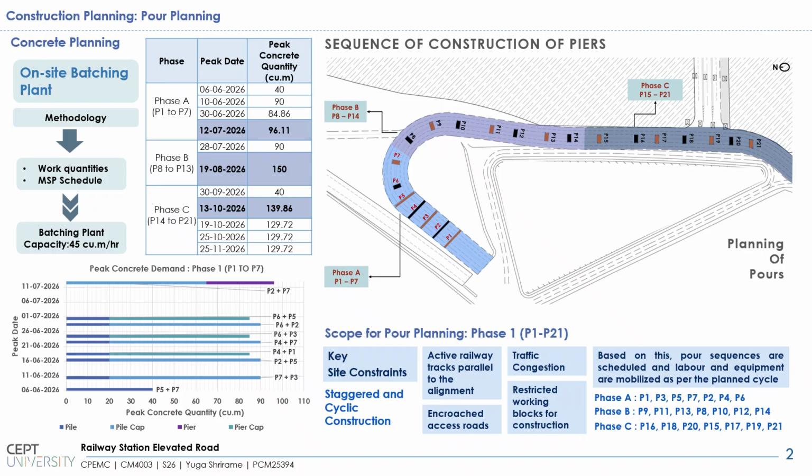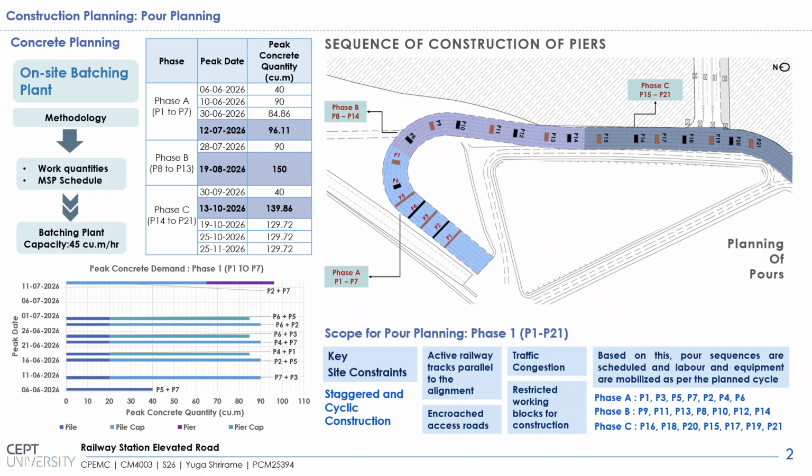To talk about the phasing, there are three phases: phase 1, phase 2, and phase 3. Phase 1 is P1 to P21, phase 2 is P22 to P40, and phase 3 is P41 to P51. Within phase 1, it is further bifurcated into three phases, which are phase A, phase B, and phase C.